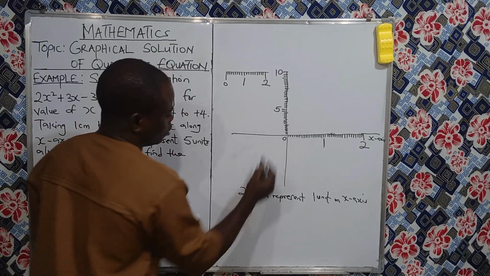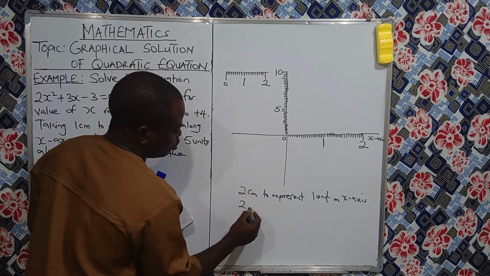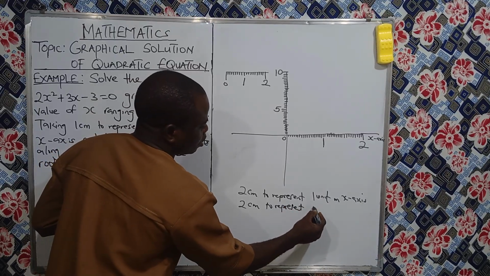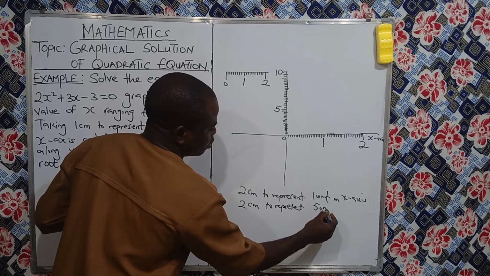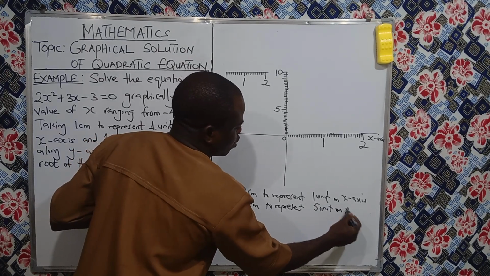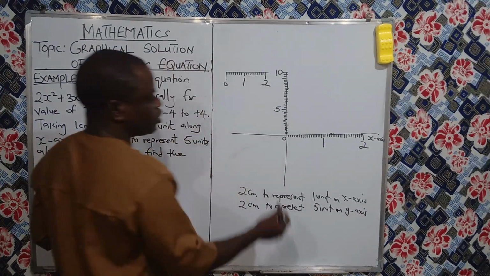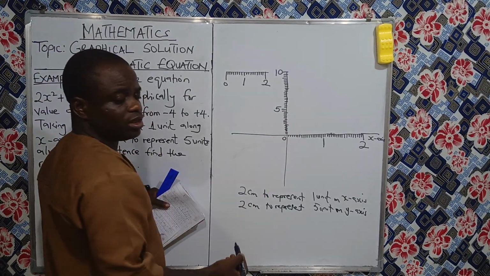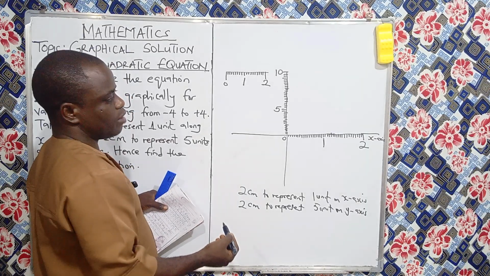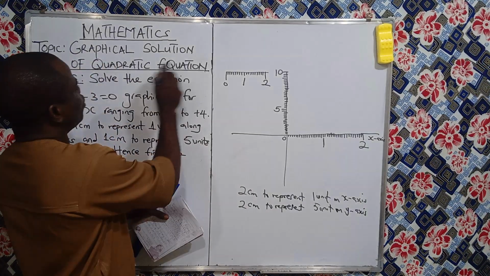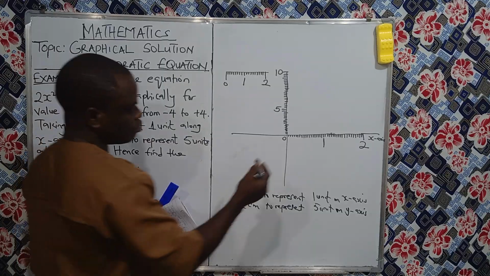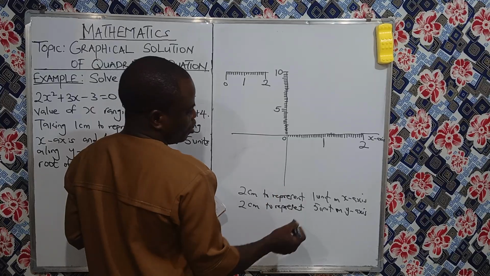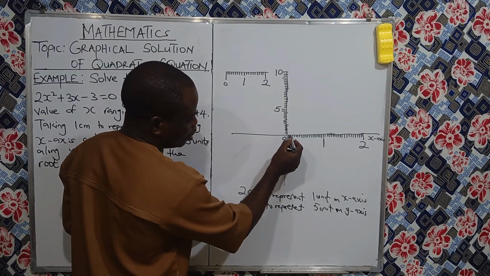So on the y-axis, it will now be 2 centimeters to represent 5 units. We were discussing how to get those lines in our last class, when we discussed the graphical solution of a quadratic equation. Now, to know what each point stands for, what does each line stand for?